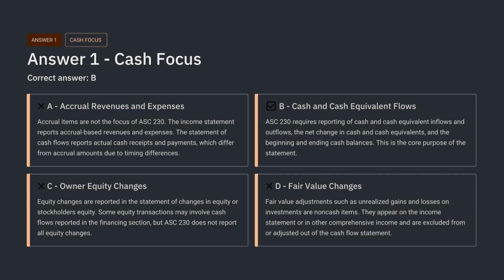Option A is incorrect because accrual revenues and expenses are mainly income statement items, not the main focus of the cash flow statement. Option C is incorrect because owner equity changes are reported through equity-related statements or disclosures, although some equity transactions may create financing cash flows. Option D is incorrect because fair value changes can be non-cash. The key memory line is simple. ASC 230 follows actual cash movement, not every accounting measurement movement.